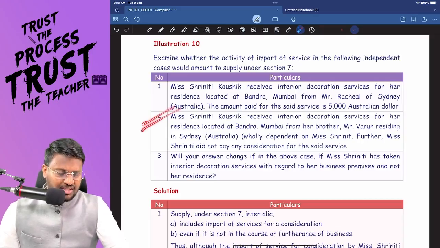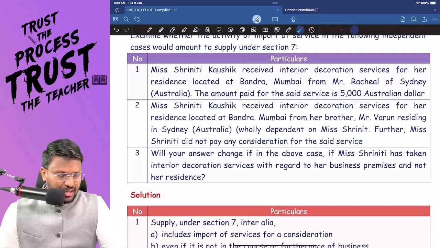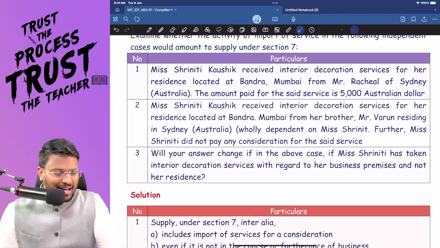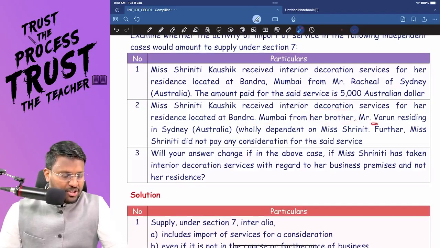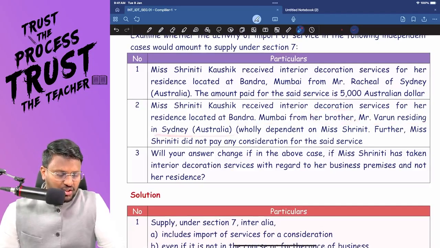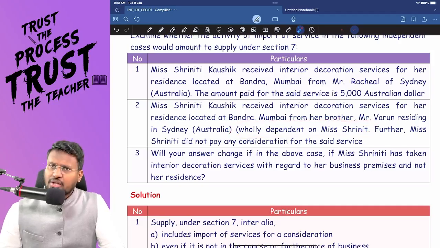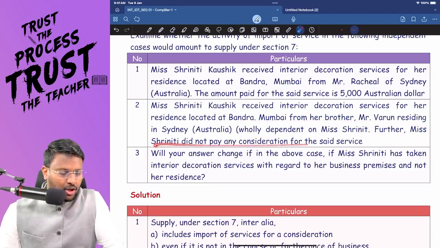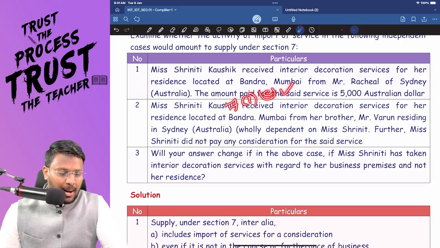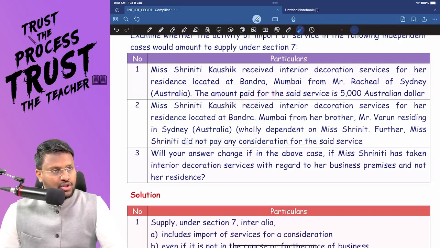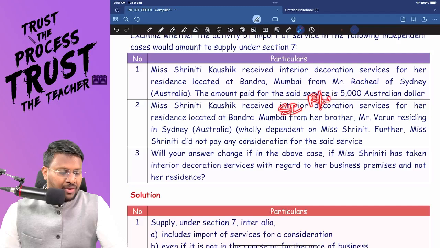Second one. Miss Srinidhi Kaushik received interior decoration services for a residence located at Bandra, Mumbai from her brother, Mr. Varun, residing in Sydney, Australia, wholly dependent on Miss Srinidhi. That means they are related persons. Further, Ms. Srinidhi did not pay any consideration for the said service. For this, section 7 subsection 1, clause C will be applicable, read with Schedule 1, read with para 4.